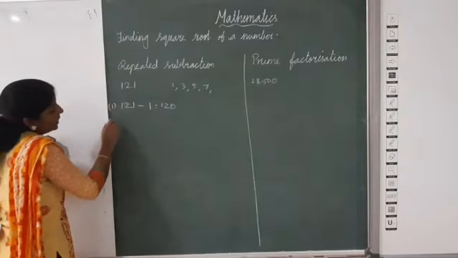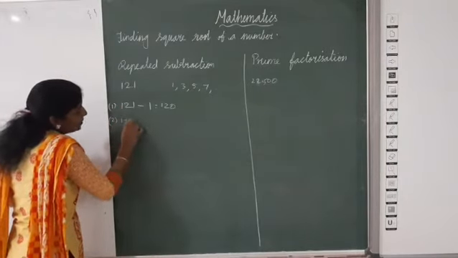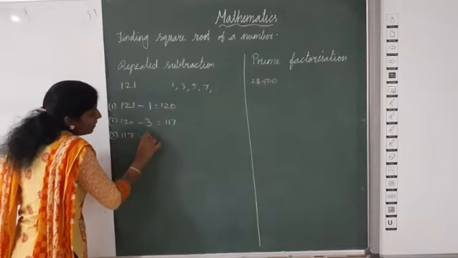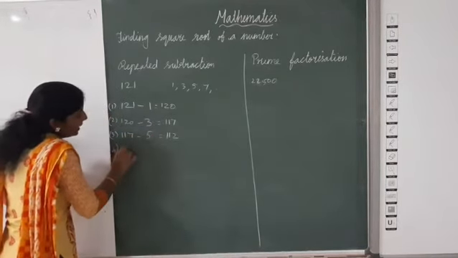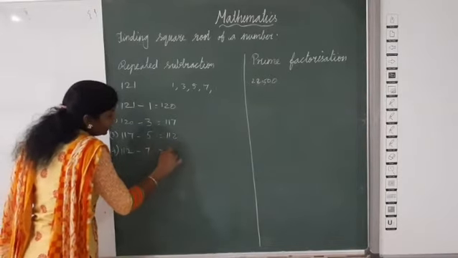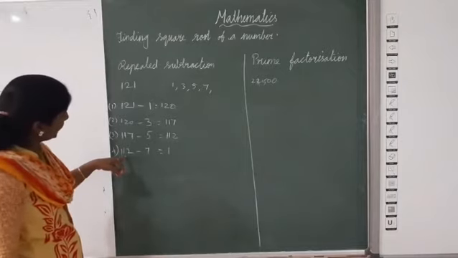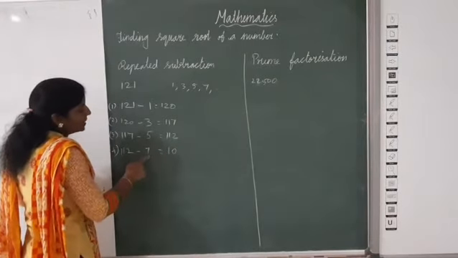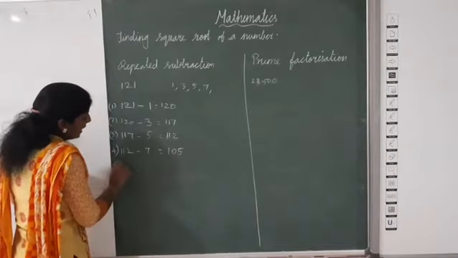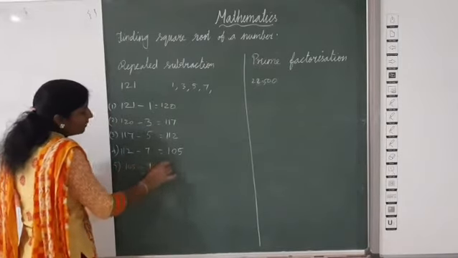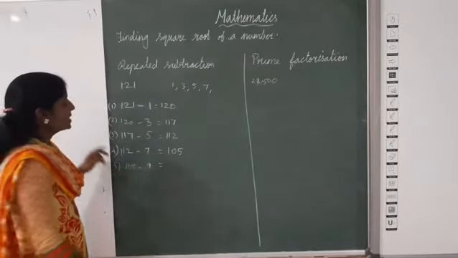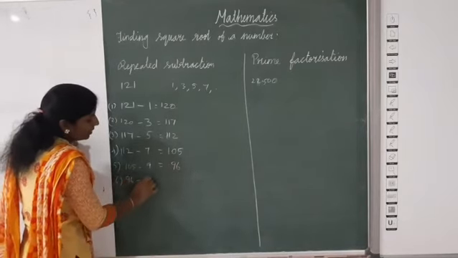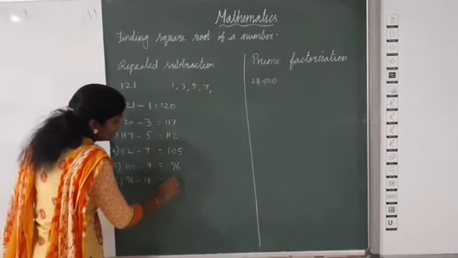This is the first time. Then second, 120 minus 3 equal to 117. Then third time, 117 minus 5, 112. Then 112 minus 7 is equal to 105. Then 105 minus 9 is 96. Then 96 minus 11 is equal to 85.